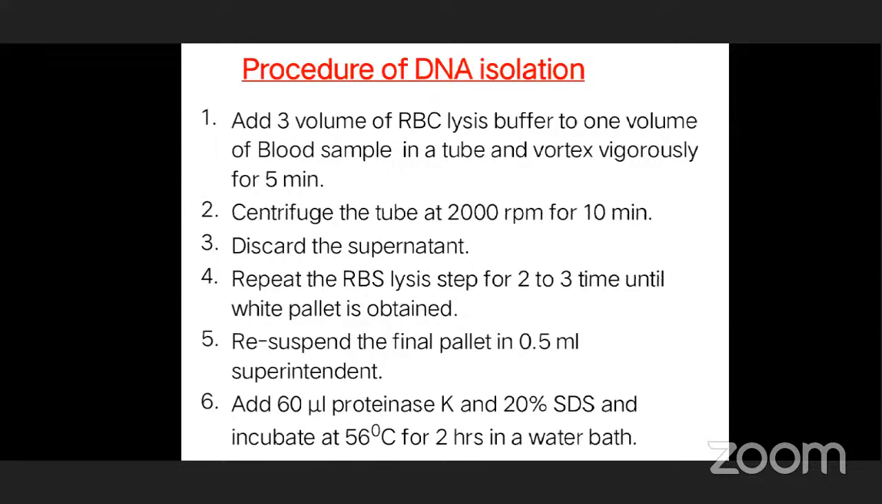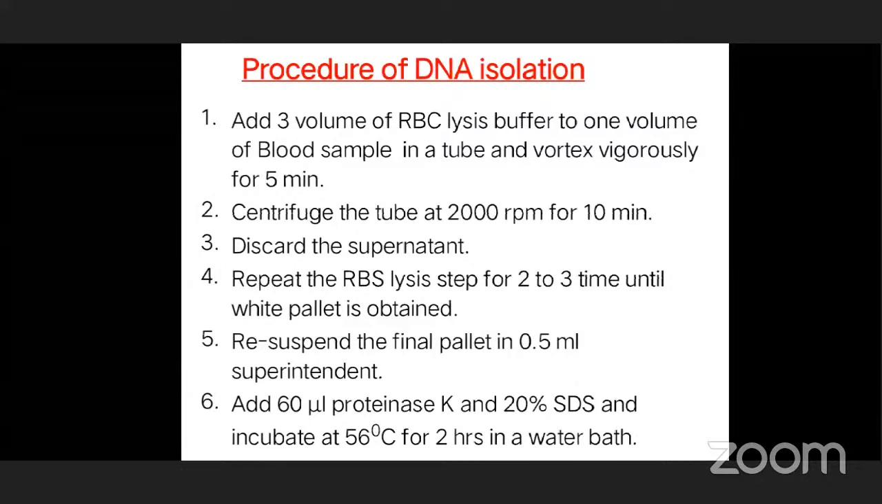Then, second, centrifuge the tube at 2000 rpm for 10 minutes. After centrifugation, discard the supernatant. Then a large amount of RBCs will be removed. Repeat the RBC lysis steps 2 to 3 times until a white pellet is obtained. By this procedure, RBCs are completely removed.